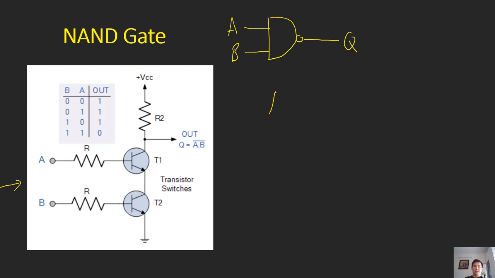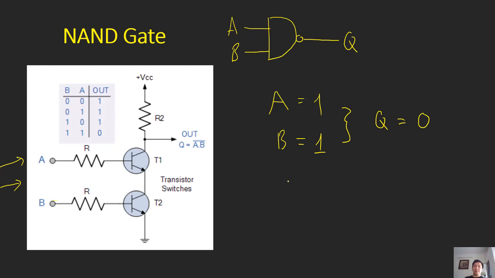For example, I have A equals 1, B equals 1. So what happened? You can see that A equals 1 at this point, meaning this T1 will be open. B equals 1, the T2 will be open also. So if both transistors are open, the current will go through from VCC to the ground. At the output, we can measure the output voltage. We have a value of 0. Q equals 0. No voltage. This is the NAND gate.